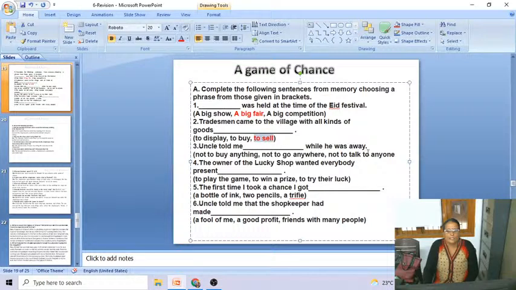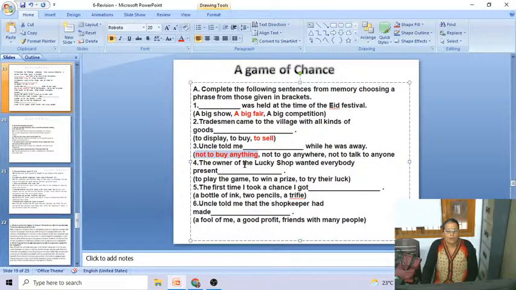Uncle told me dash while he was away: not to buy anything, not to go anywhere, not to talk to anyone. What is the correct answer? Come on. Yes, he said that not to buy anything. He said that you can go somewhere, right? But don't go too far. He didn't say not to go anywhere. Here, what he asked him not to do is not to buy anything.